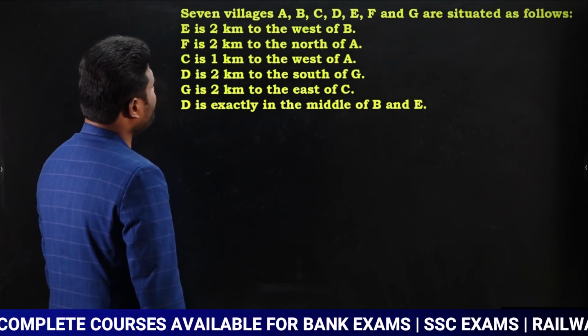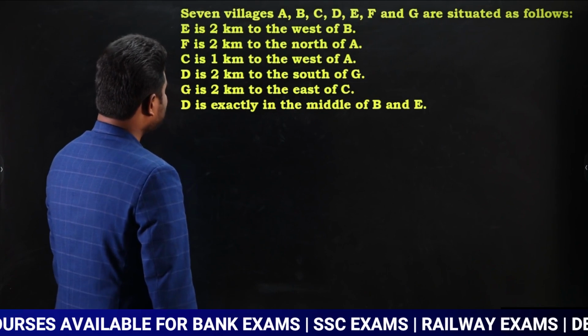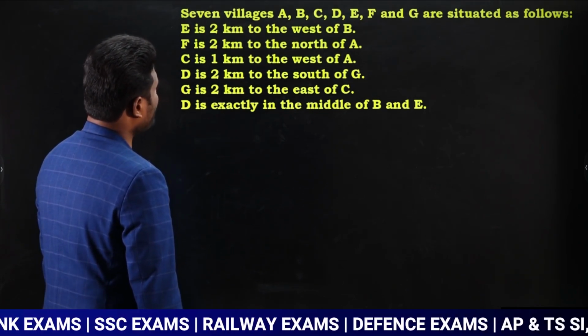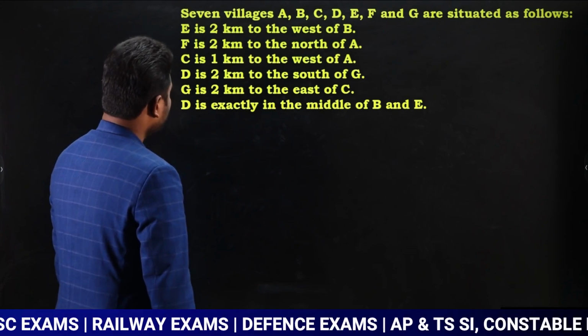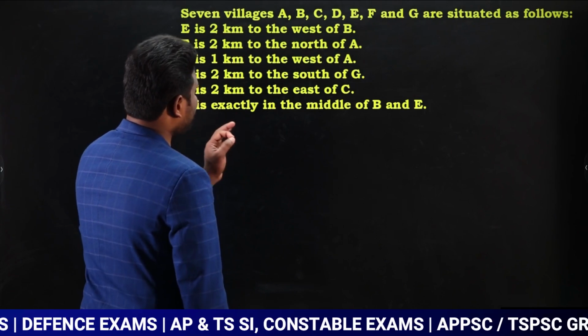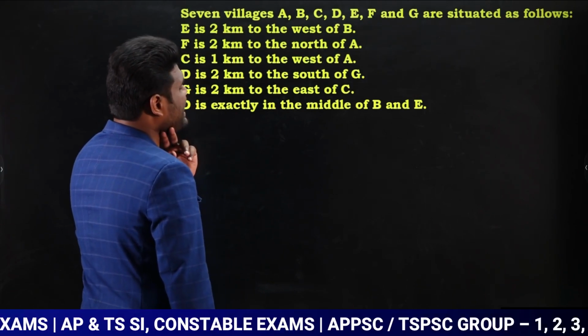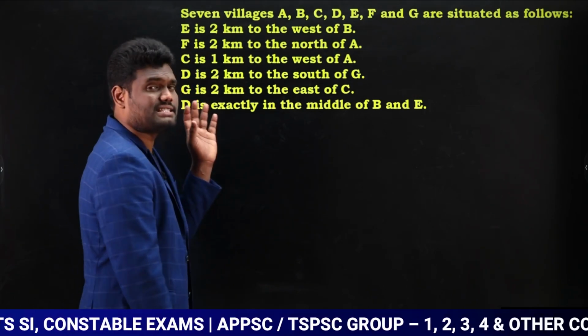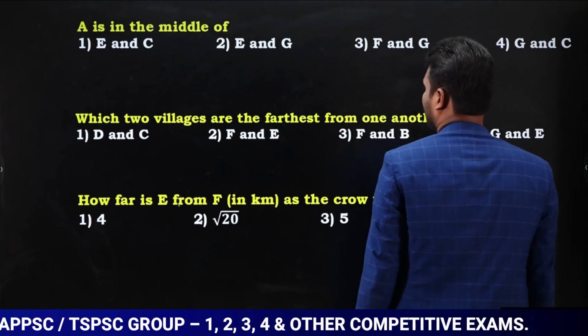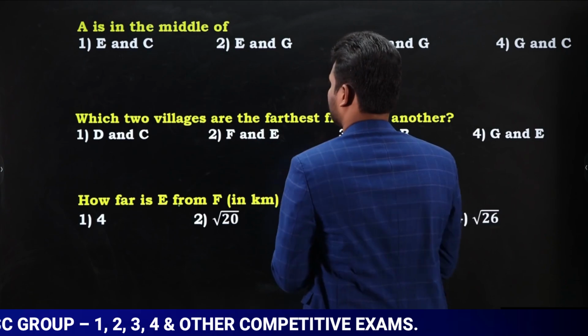F is 2 kilometer to the north of A. C is 1 kilometer to the west of A. D is 2 kilometer to the south of G. G is 2 kilometer to the east of C. D is exactly in the middle of B and E. Now using these 6 statements, we need to represent the diagram. Once we represent the diagram, we have some questions based upon this.